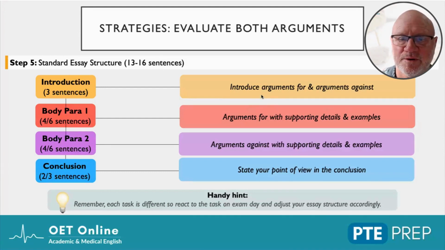So for this structure, we might introduce the arguments for or against, but we're not giving our opinion at this point, just identifying what the arguments are. Body paragraph 1, again, 4 to 6 sentences. Put the arguments for with supporting details and examples. Then body paragraph 2, put the arguments against with supporting details and examples. So you're keeping it separate. Got the for and against.